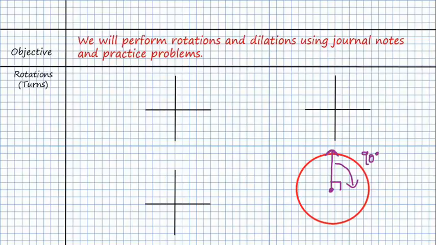Additionally, I might also turn 90 degrees to the left. So we see that these are both 90-degree turns, so we need a way to distinguish them. Well, that's where this comes into play. We have 90 degrees clockwise, or a right-hand turn, or I have 90 degrees counterclockwise.